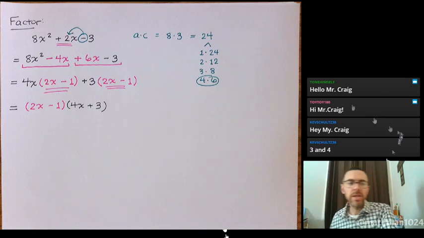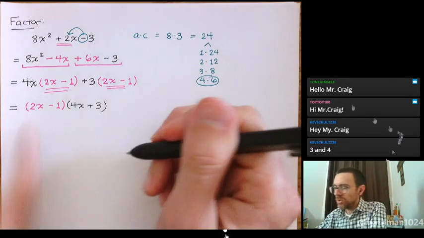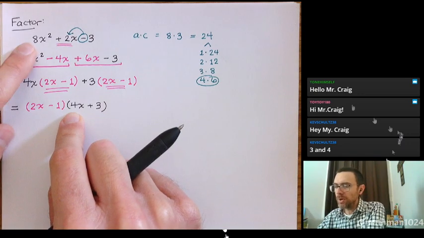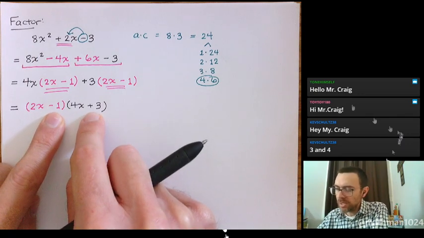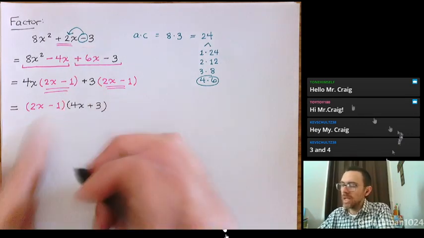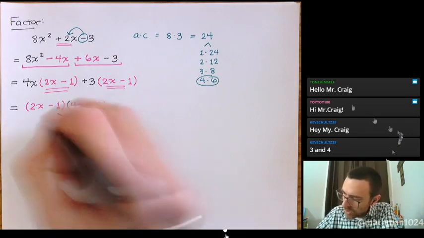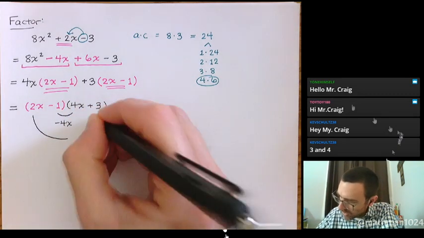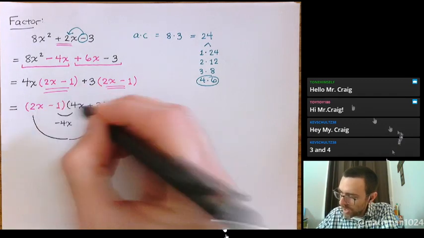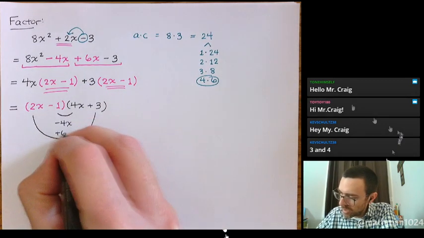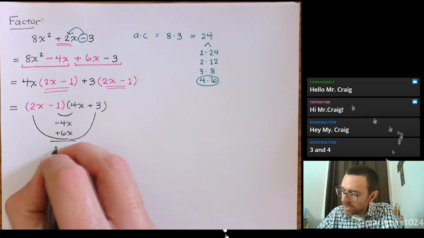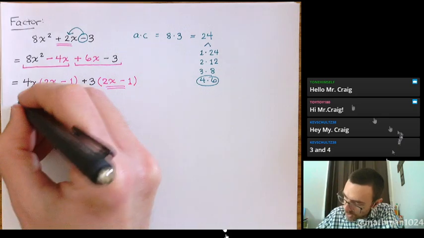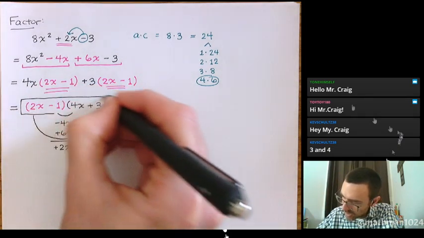Before you go on, check everything. It doesn't take us too long to just visually inspect this. 2x times 4x is 8x squared. Negative 1 times positive 3 is negative 3, so that's good. And then you check inside and outside here. So on the inside, you get negative 4x. On the outside, 2x times positive 3 is positive 6x, and you get a positive 2x right there. So everything checks out, so we know that this answer is good.